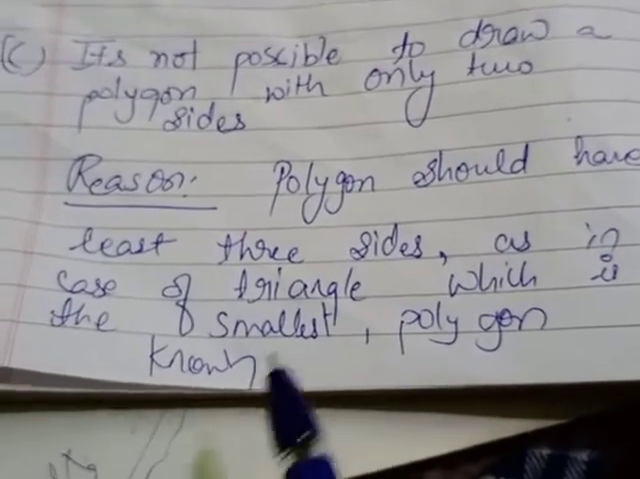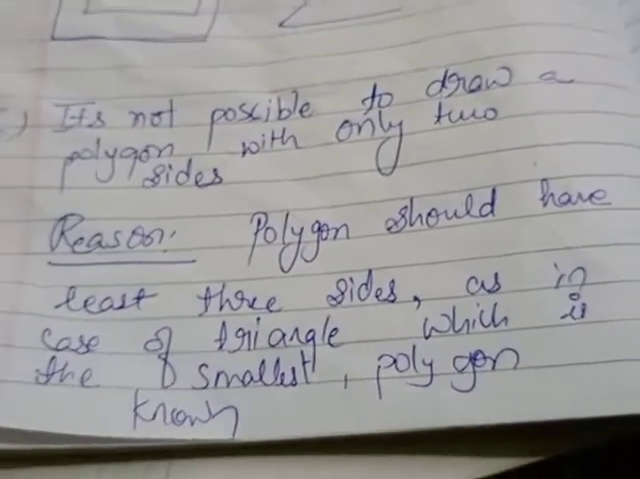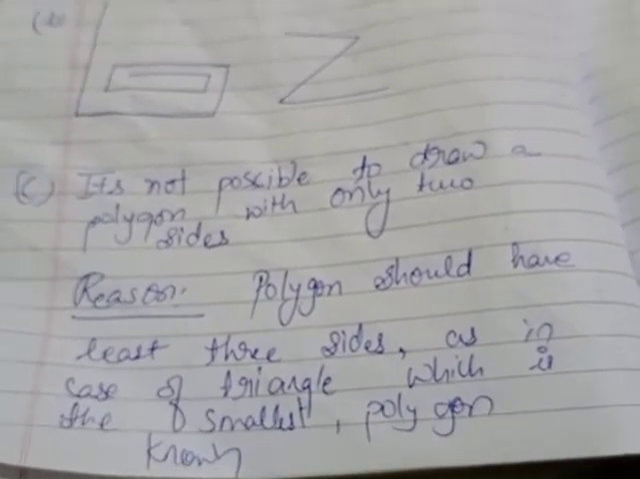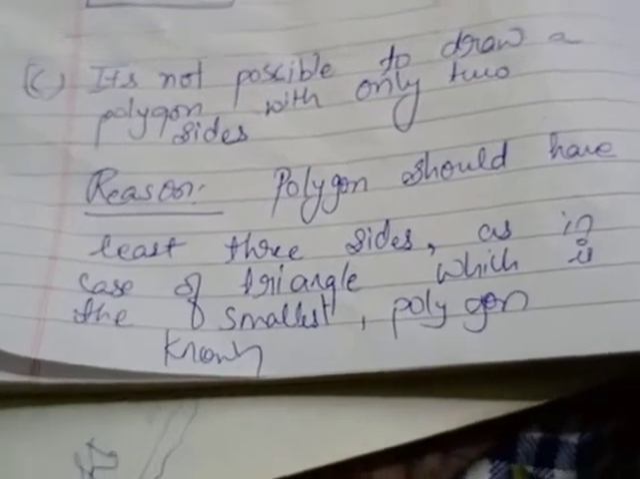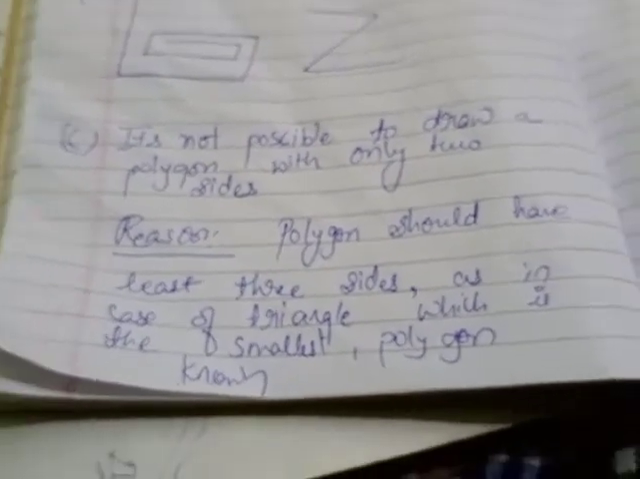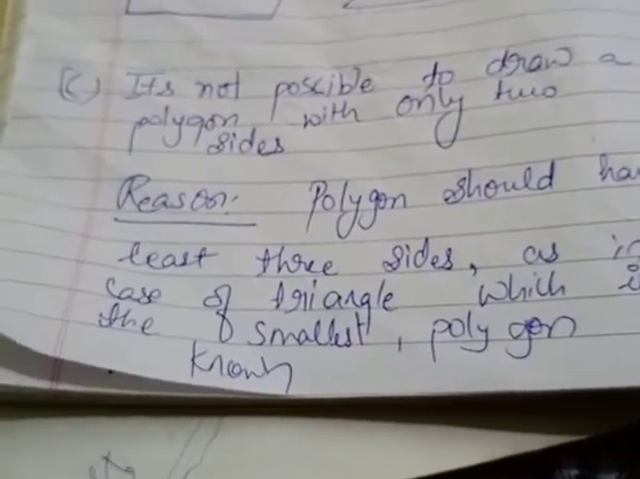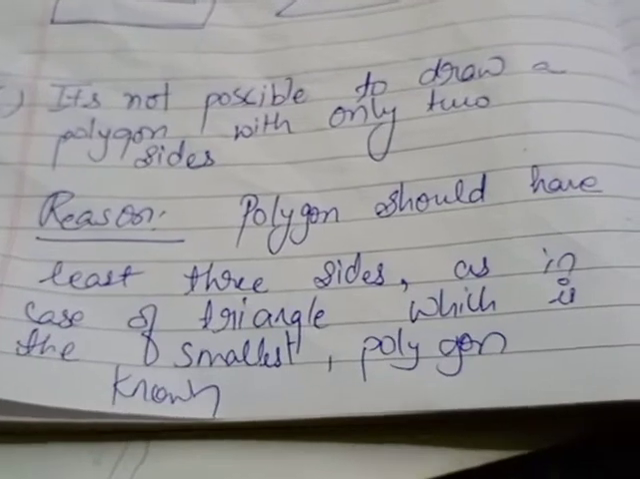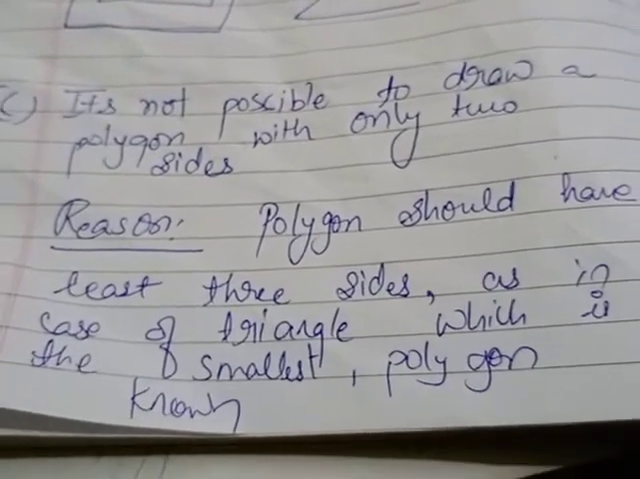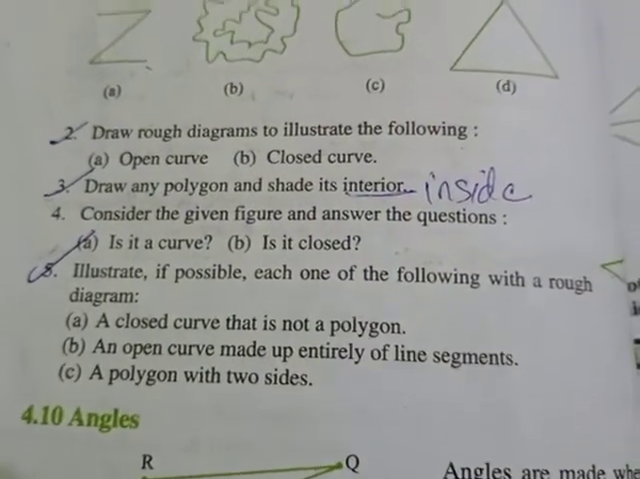If you say the name of the smallest polygon, your answer will always be triangle, and a triangle has three sides, is it or not? That's why we say a polygon is not possible with two sides. It should have at least three sides, as in the case of a triangle, which is known as the smallest polygon. Clear? So here we ended question number 5 also, and completed exercise 4.2.